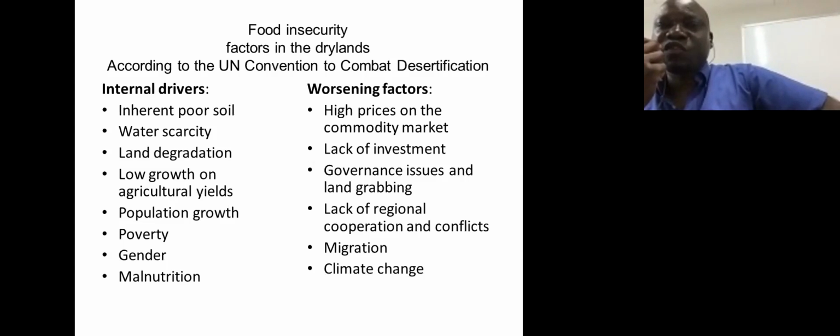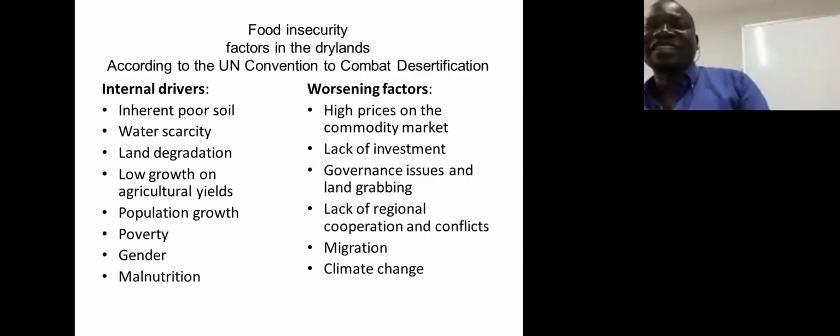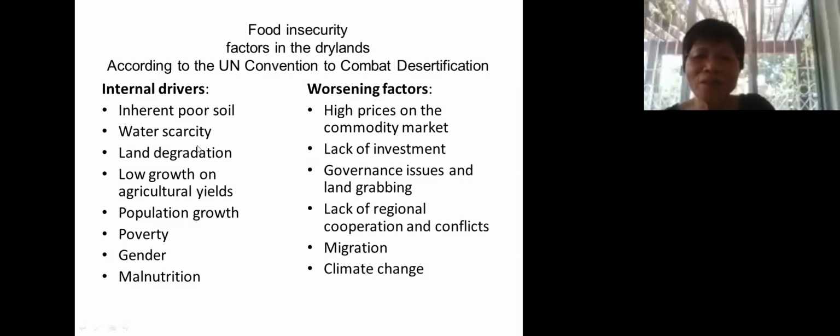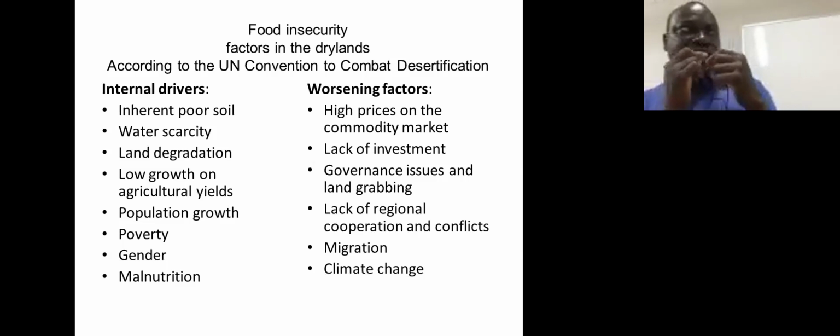You are from Sudan, Alex? Are you from Sudan or South Sudan? I'm from South Sudan. Okay, all right. In our country, there's also a lot of land grabbing. Do you have that? That's the same thing, because the rich people utilize their position to grab the land of the poor.